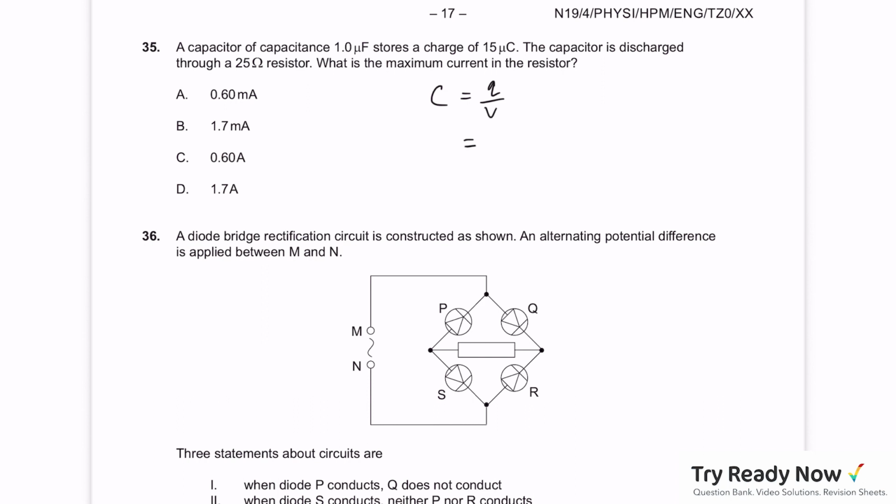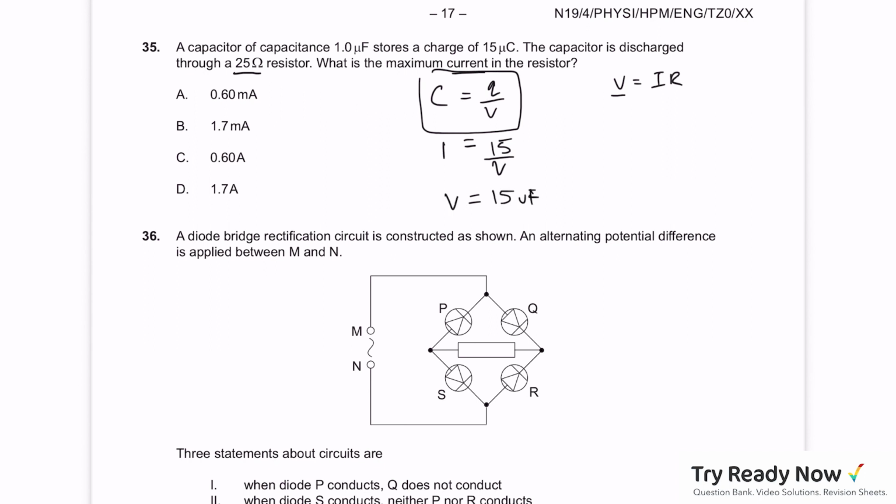So we know that V equals IR. We have the resistance, so we have to find the voltage. We can do that by using this formula. So we know capacitance is 1 uF, and I'm going to leave everything the same here because the units are the same. So we have 1 equals charge 15 over V, which means voltage is 15 uF.